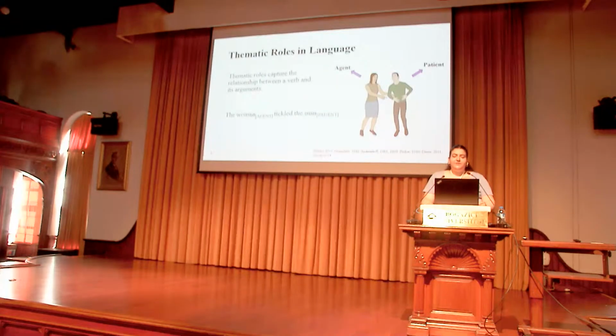These roles capture the relationship between a verb and its arguments. For example, in the sentence, the woman tickled the man, the woman is the agent, while the man is the patient. And agent is defined as the causer of an action, while the patient is the entity affected by this action.